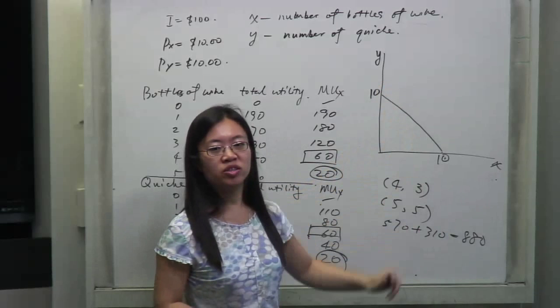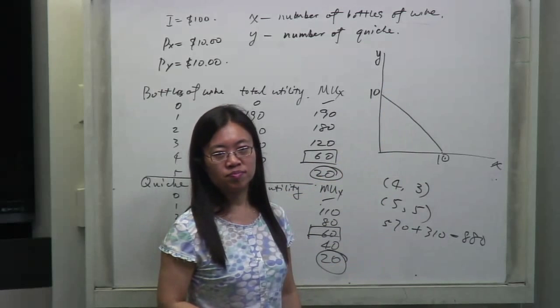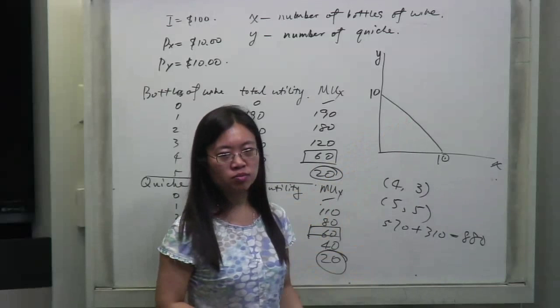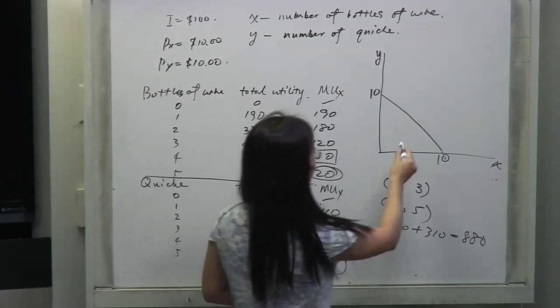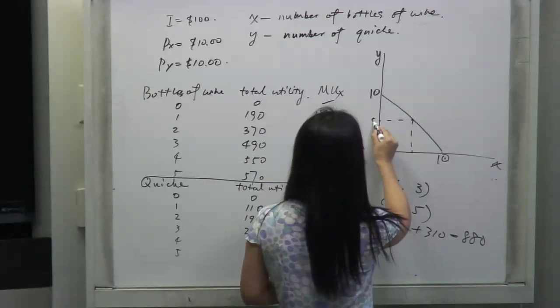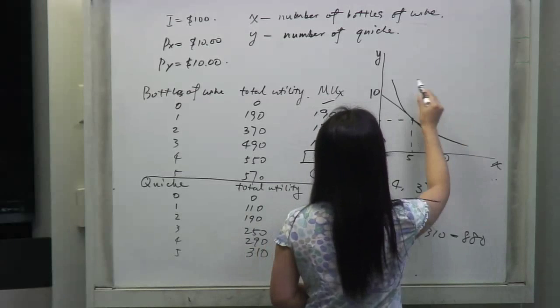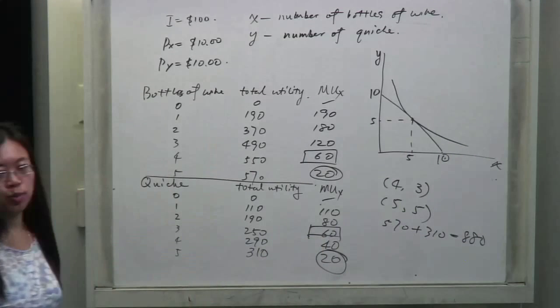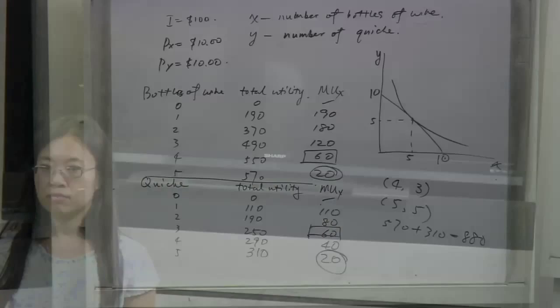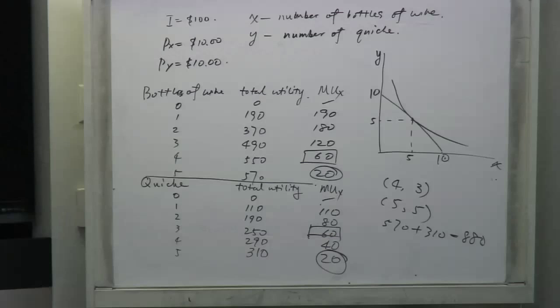Now, how do we draw this indifference curve? That tangent to this one? 5 and 5. We know 5 and 5 is the equilibrium, right? So this indifference curve is the most tangent to this budget line at 5 and 5. This problem everybody follows?